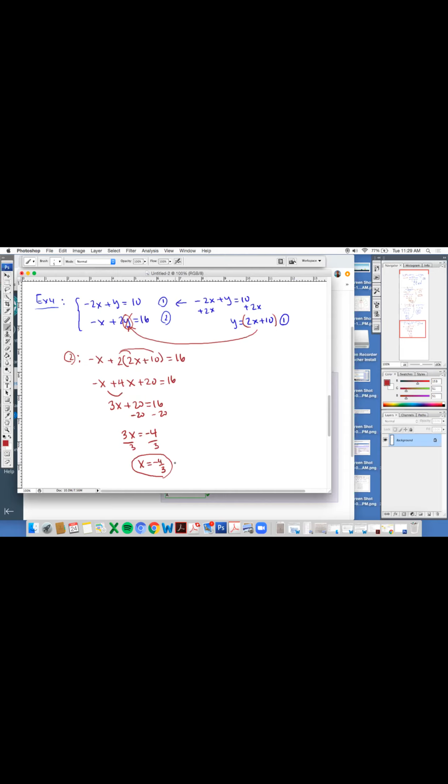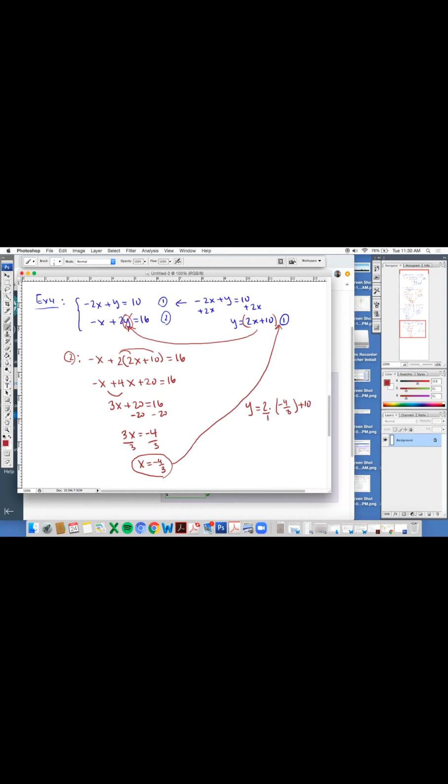All right, so we're not done here because we've got to take this and plug it into the beginning. Okay, so we have some options here. We can plug it into number 1 and number 2, or we can plug it into the rewritten number 1. So any of the beginning equations is fine. You want to go with what's easiest. So I'm going to plug it into this one because I already have y equals, okay? So I'm going to say y equals negative 2 times negative 4/3 plus 10.